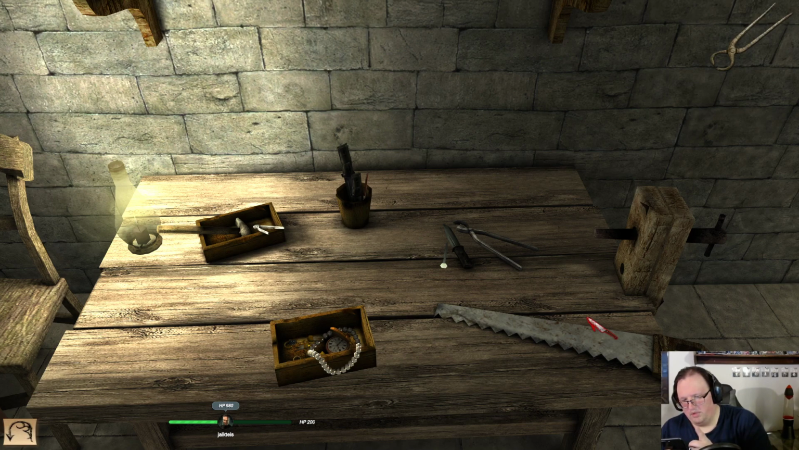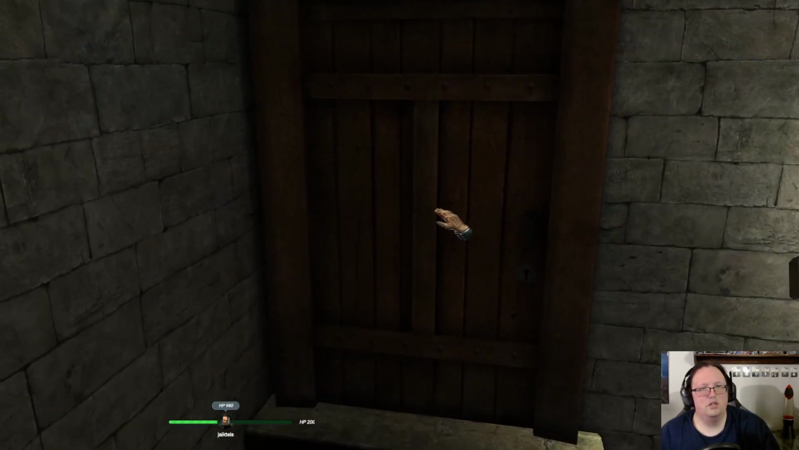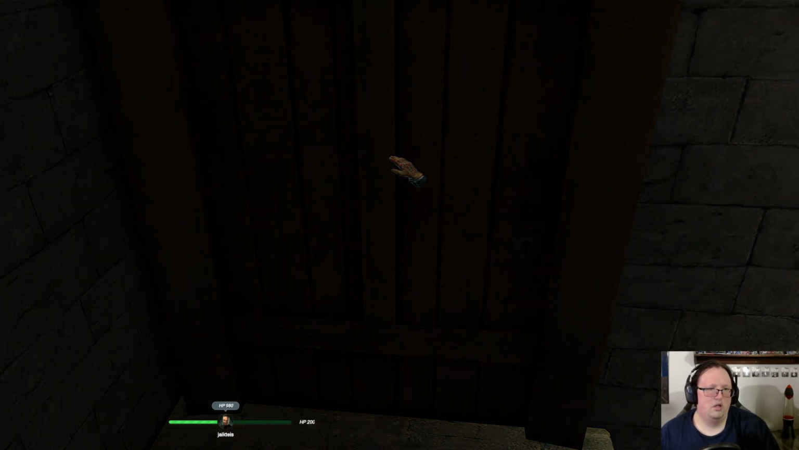All right. Pick up the key. Turn the vise at the edge of the table so it's closed. Place the bent key on the top of the closed vise. This better work. Give me that back. All right. Let's hope that it really is the key to this door.